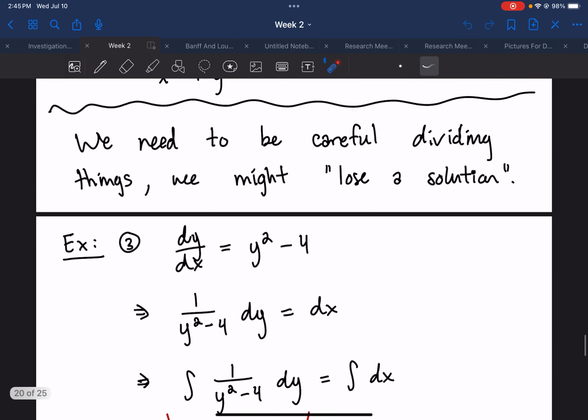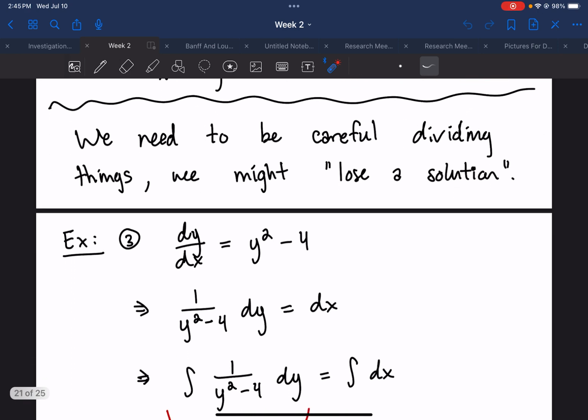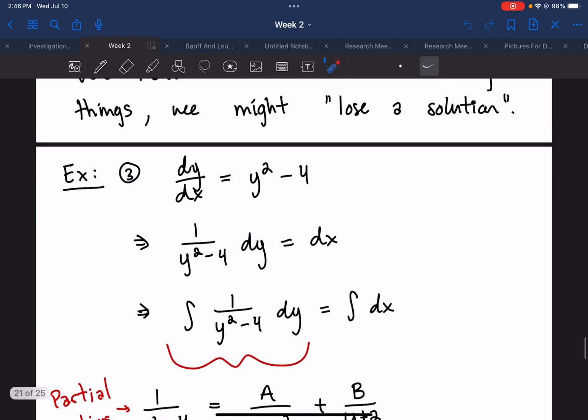Now we've got to be careful sometimes when we're dividing, right? As you know, or as you should know, dividing by 0 is a no-no. And sometimes you can lose solutions when you divide and start canceling. So let's look at this example.